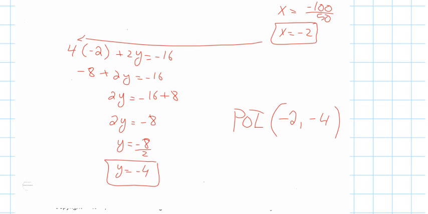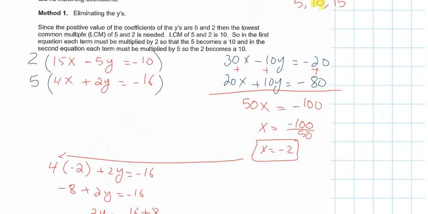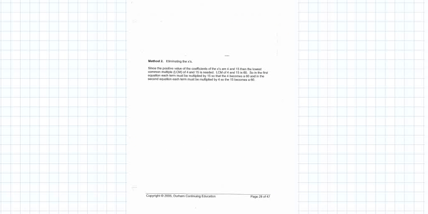Let's look at the second method. Do you guys have any questions about this? So up to this point, this is the new stuff, up to the blue lines, where we multiplied. But then after that, it's what we did yesterday. Okay?